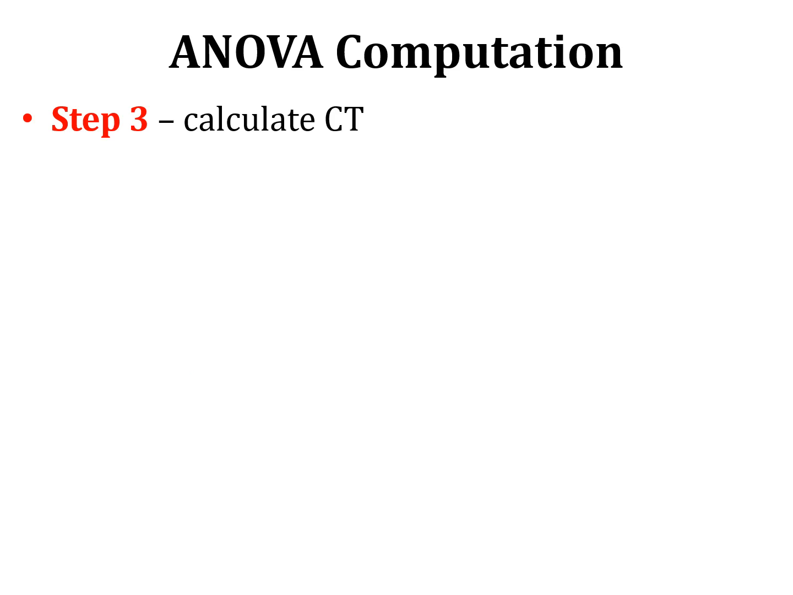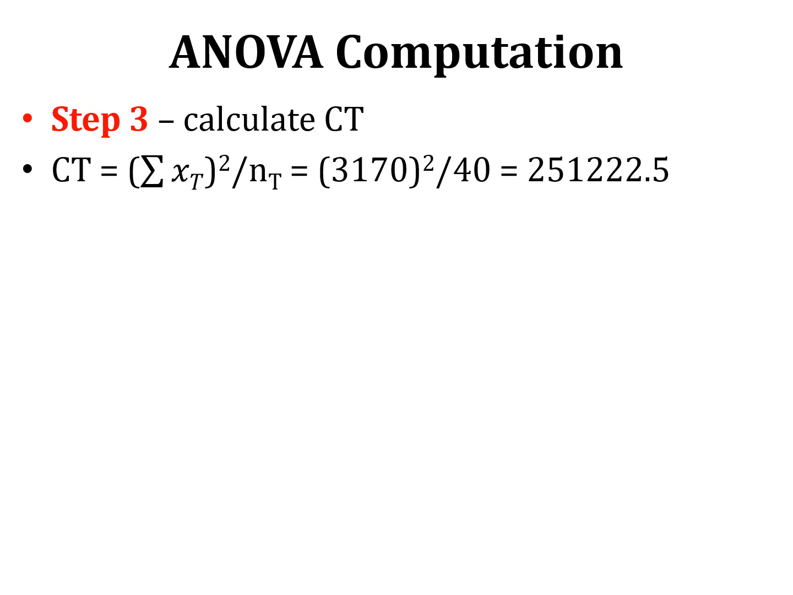So we are good to proceed for ANOVA because their variances are homogeneous. Moving on to step number 3, which is to calculate the correction term CT. Remember the formula for the correction term: the correction term is summation x, which is the total, whole square, divided by the total number of observations. So this is 3170 square divided by 40, and the answer is 251,222.5. So this is the answer that we have for the correction term.